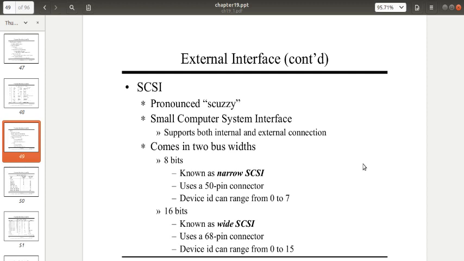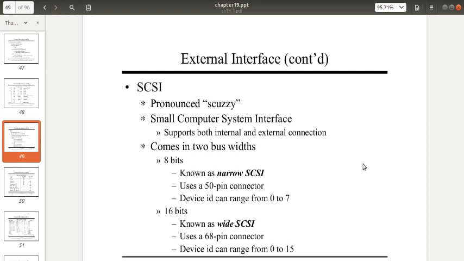Okay, now let's see an example of a parallel port. This one, SCSI, is called the Small Computer System Interface. It is usually used to connect disk drives, may it be a hard disk or a CD drive or whatever. Usually it is used to connect disk drives to computers, but it may not be used in our PCs. Usually they are used in servers and things like that.